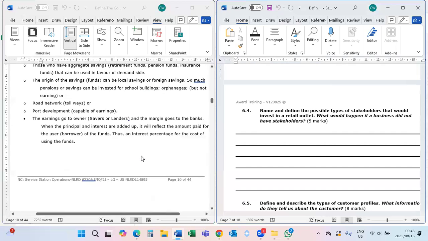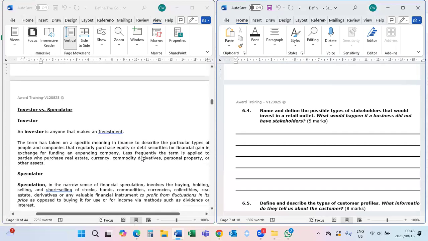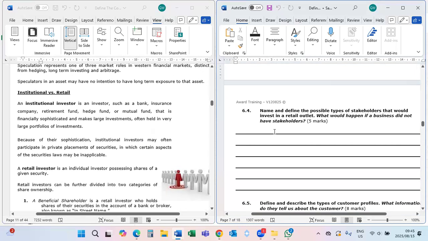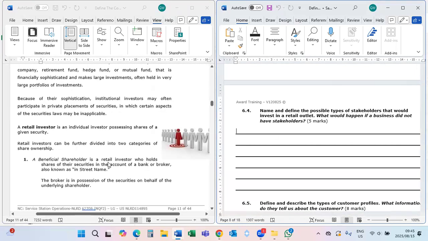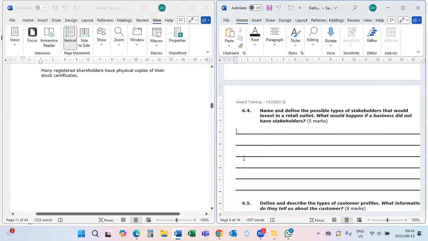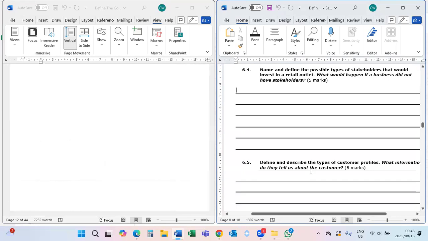Let's just see what else we got here. Investors. Okay, that's also one of them. Okay, so there you go. So just list the 5 here. And you'll see them over here: beneficiary shareholders, registered shareholders, suppliers, employees, and yeah, that's pretty much what that boils down to there.